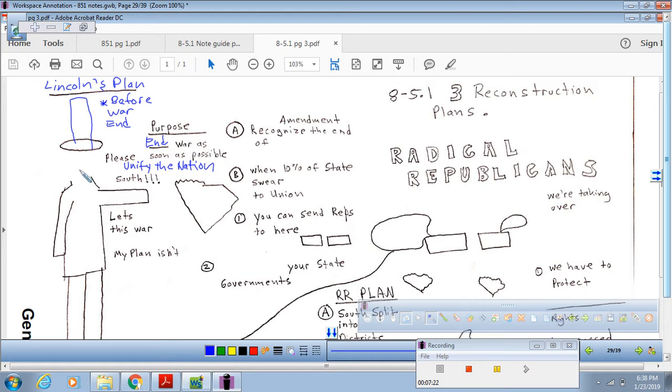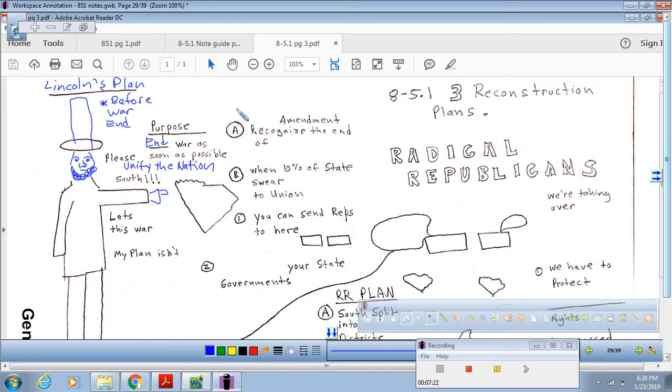Let's get a quick sketch of Abe here, which probably won't be fantastic because I'm drawing it very quickly. But Lincoln's plan was simple. The goal was to end the war as soon as possible and bring about the unification of the nation.